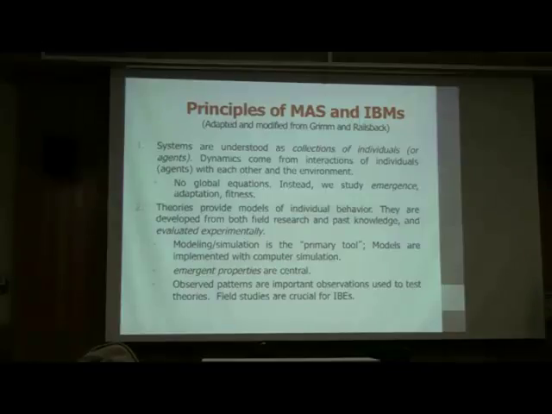And a key thing is that theories provide models of individual behavior. They're developed from both field research and past knowledge and evaluated experimentally. So field research is typically critical in multi-agent simulations. Modeling and simulation is the primary tool. Models are implemented with computer simulation. But then the observed patterns are the important observations used to test the theories. And so the field studies are crucial for the IBEs, for the individual-based ecologies and models. Any questions on this? And we'll look at some examples.